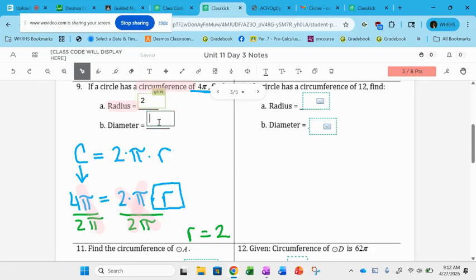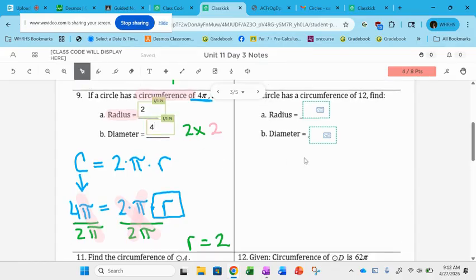And what's the relationship between the radius and the diameter? Good. The radius is half the diameter, or the diameter is 2 times the radius, right? So the diameter has to be 4. Yes. Yep.